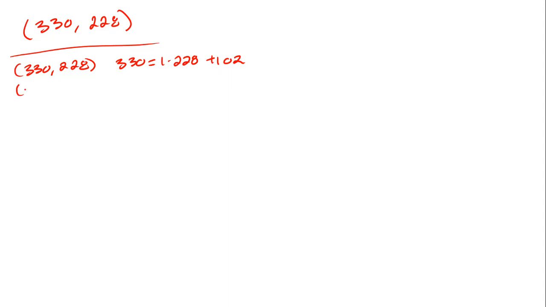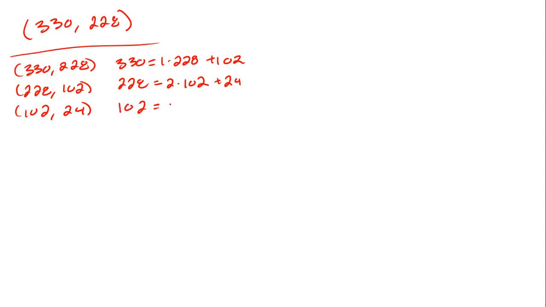Running that again with the pair 228 and 102, I know that I am going to have 2 times 102, which makes 204. So I'm 24 short to make it 228. So I'm going to take this 102 and run it with the number 24. In this case, 25 times 4 is 100, so 24 times 5 is pretty close to 100. So I'm going to have a 4 times 24.